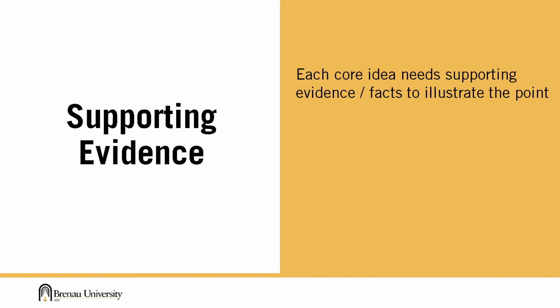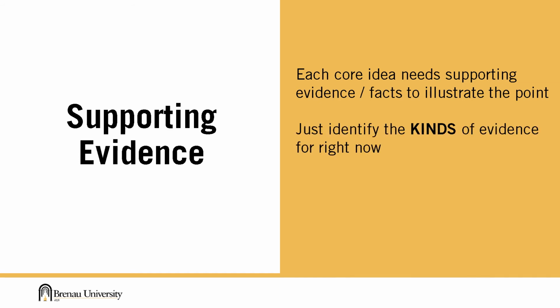Different core ideas demand different evidence: student test scores, or demographic data, or definitions of a learning disability, or results from a nationwide research study, for example. A word of caution. We often want to go find all the evidence immediately, right when we're thinking about it. Pause. Just identify the kinds of evidence you'll need. You'll track down the actual evidence later. This way, you can be more efficient during your searching time.